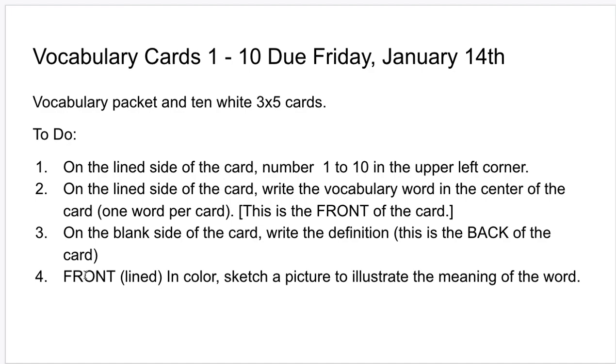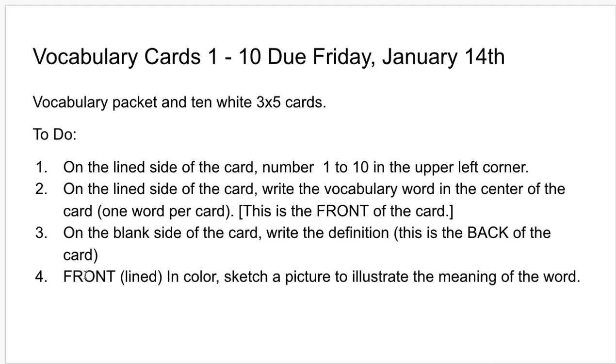So for example, the teacher's model for number 5, vocabulary word 5: in the upper left corner, there was a number 5 on the front. The word aspire was written on the front. On the back, the definition: have an ambitious plan or a lofty goal. That was the definition written on the back.